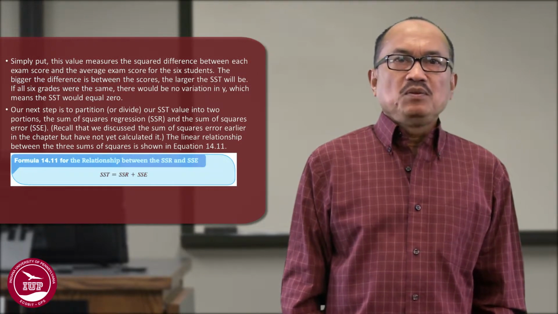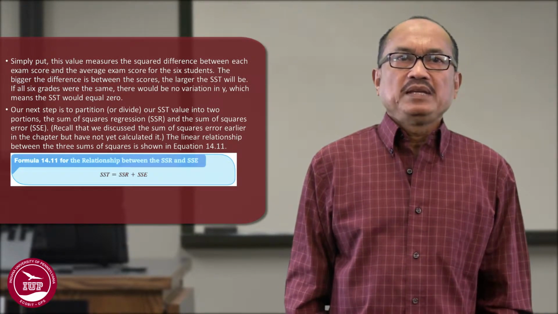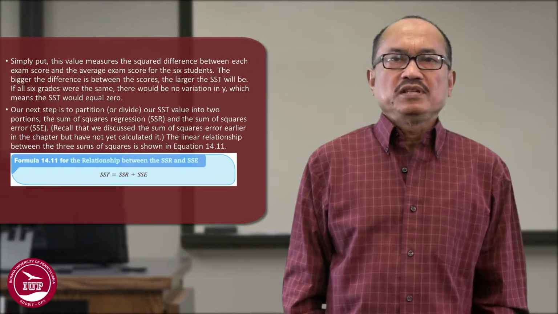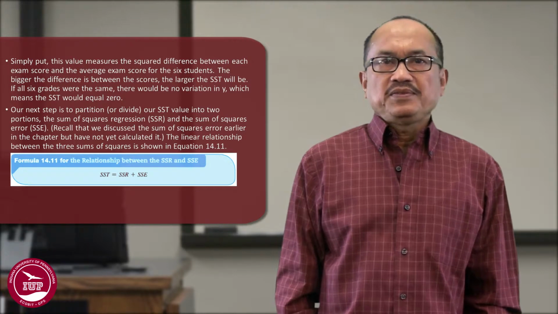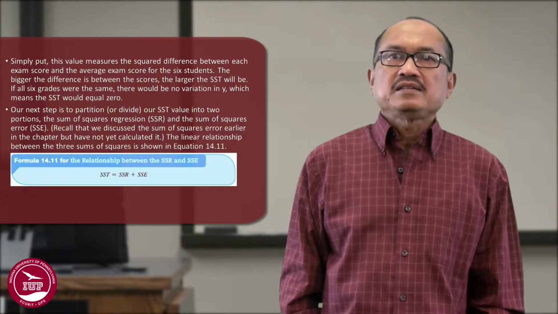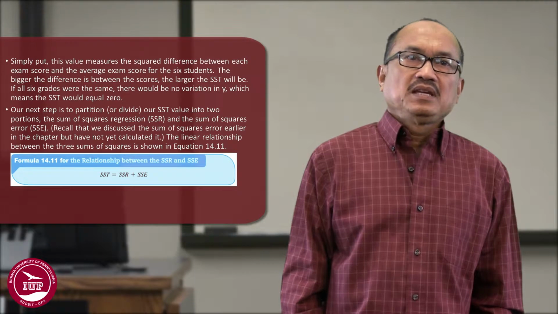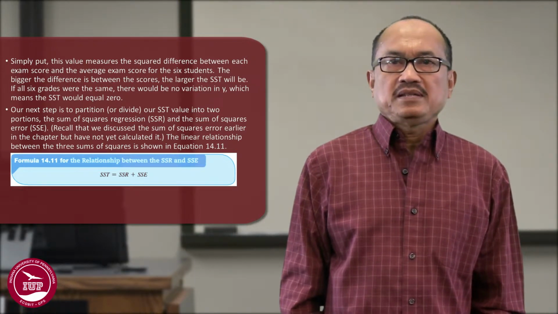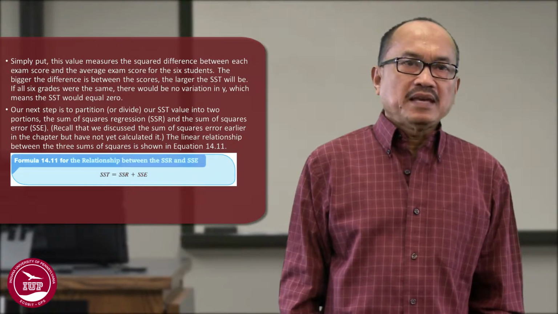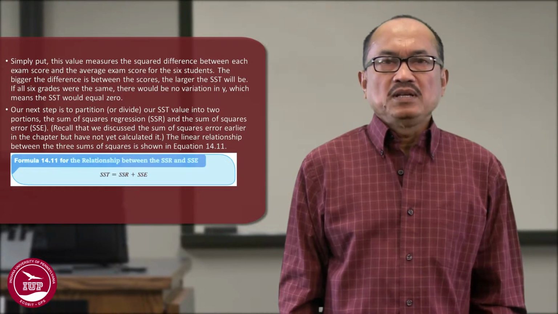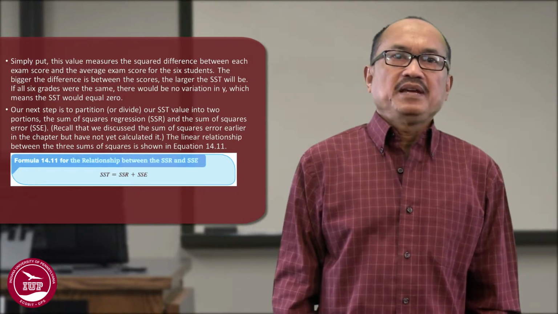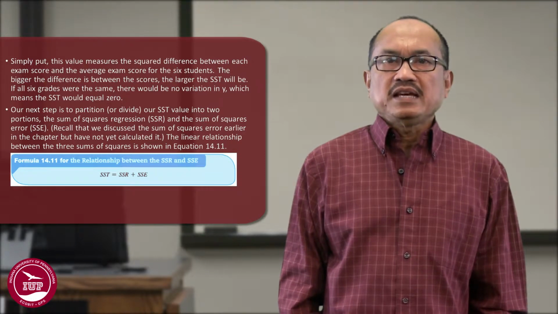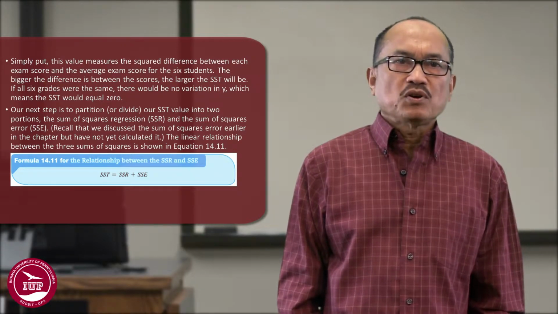Simply put, this value measures the squared difference between each exam score and the average exam score for the 6 students. The bigger the difference between the scores, the larger the SST will be. If all 6 grades were the same, there would be no variation in Y, which means that the SST would equal 0. Our next step is to partition, or divide, our SST value into 2 portions.